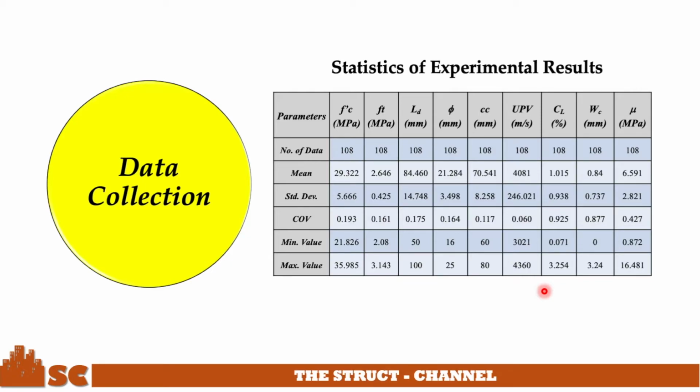After performing the various tests in all the samples, this table shows the descriptive statistics of the set of collected data, such as the mean, the standard deviation, the coefficient of variance, minimum and maximum values. The minimum and maximum values of bond strengths were recorded as 0.872 and 16.481 megapascals respectively. The bond strength results obtained from a short-term pull-out test of 100 samples was used in the development of the model. 70% of the data pairs were used in the training phase of the model, and the 30% was used in the testing phase.